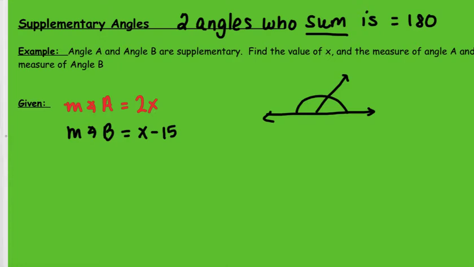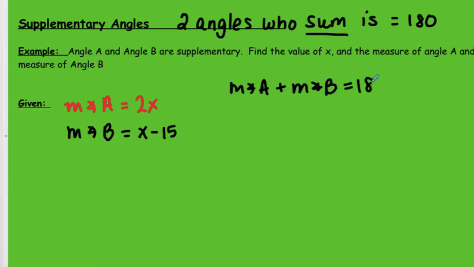All right, so here's an example of how we might use that. So angle A and angle B are supplementary. So I know then that the measure of angle A plus the measure of angle B, if they're supplementary, equals 180 degrees. Find the value of x and the measure of angle A and the measure of angle B. So I have to find three things. If given the measure of angle A is 2x and the measure of angle B is x minus 15.